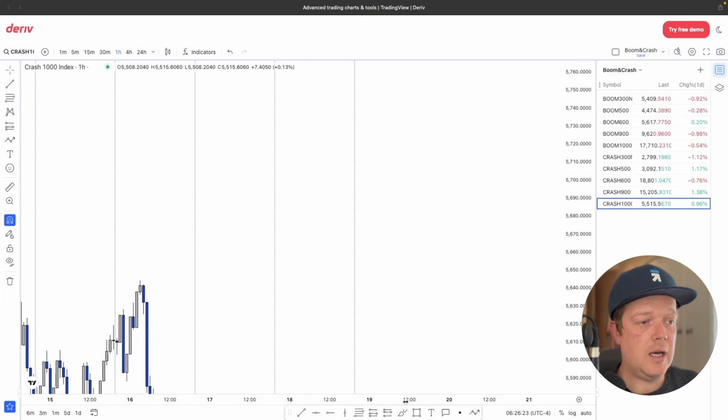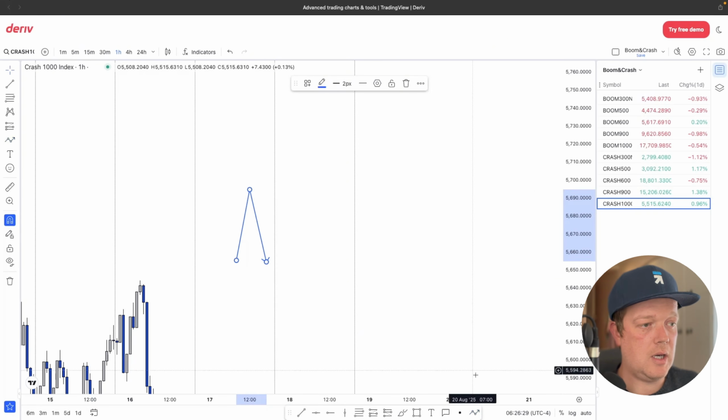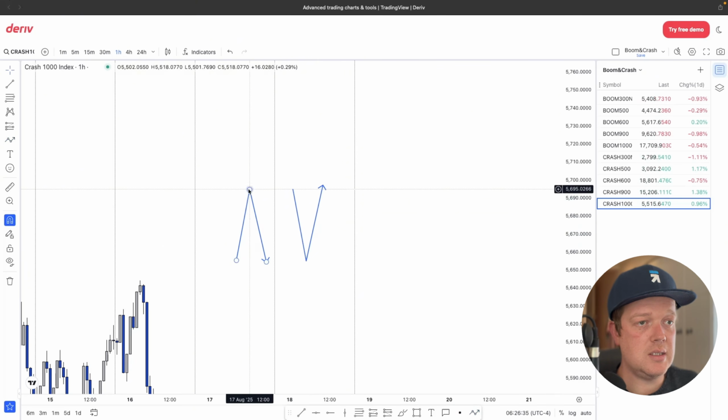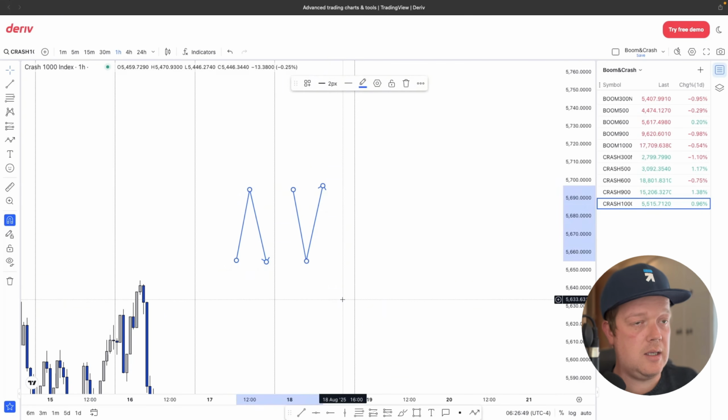So how do we identify a high and a low? A high and a low we are going to identify with two candles. Easy as that. Two candles. If this is a high, this needs to consist of an up candle and a down candle. If this is a low, it needs to consist of a down and an up candle. And that's how easy we identify our highs and our lows.